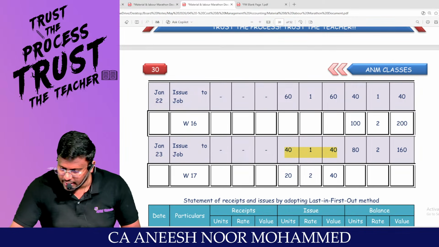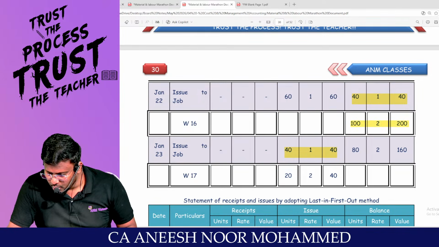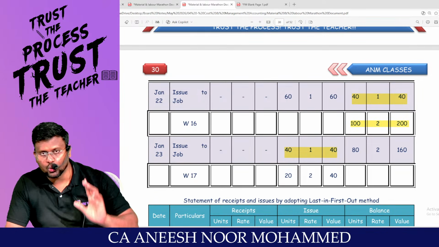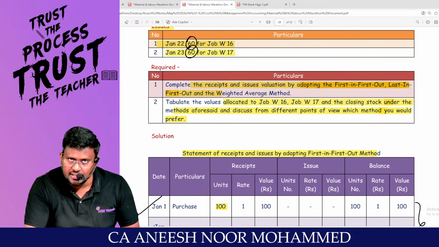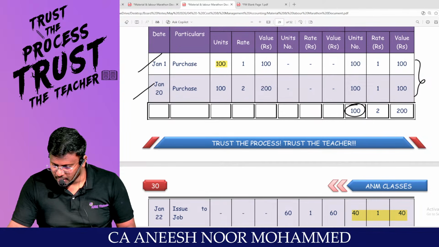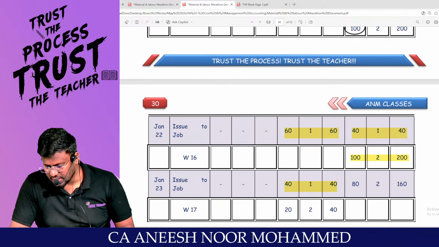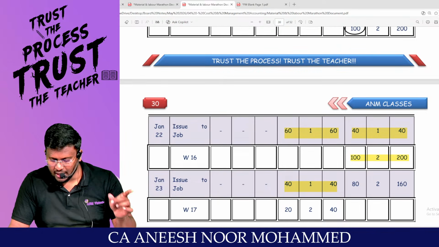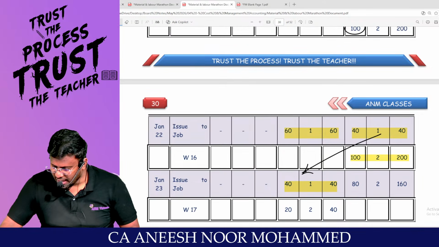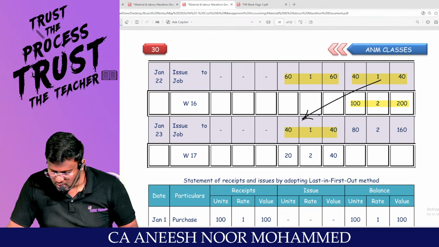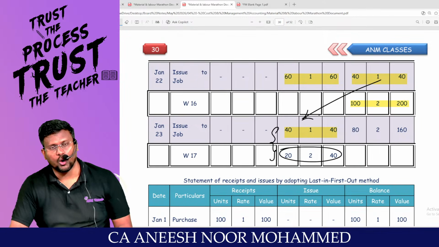40 into 1 at the rate of 40 will go out. Then the balance is 100 into 2. Again 60 is to be issued, so out of 100, 60 goes out, balance 40 is there. Then one more purchase you made, 100 into 2. So if it is FIFO, this 40 will go out, and from this 100 the remaining balance will go out, for W number 2, 40 plus 20, 60 will go out.